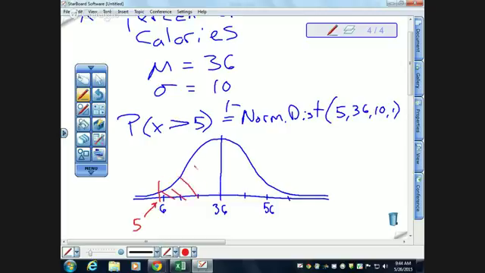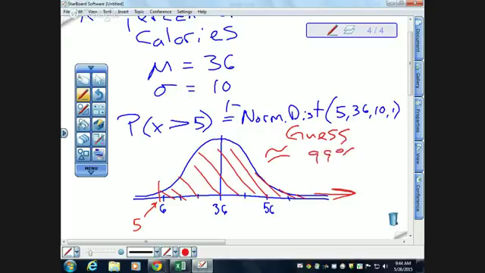So any guesses as to what this might be? It's going to be pretty high, like 99%. That's most of the graph right there. So we can guess by looking at this, it's going to be 99%-ish.